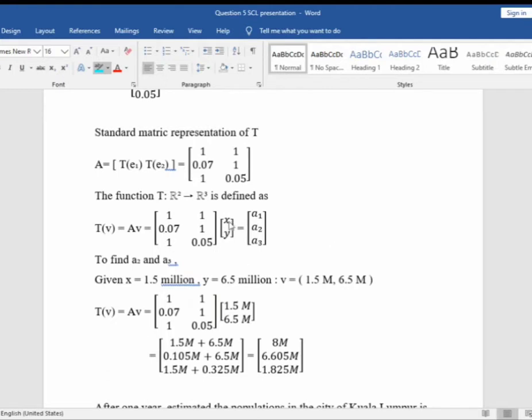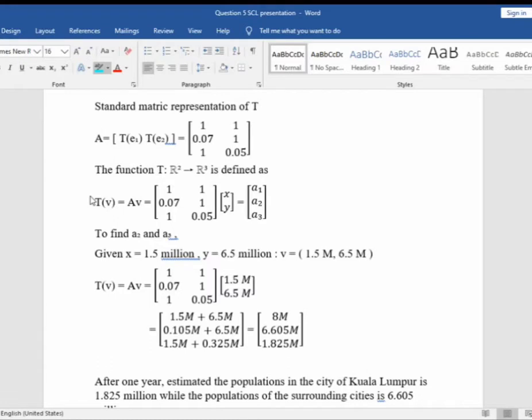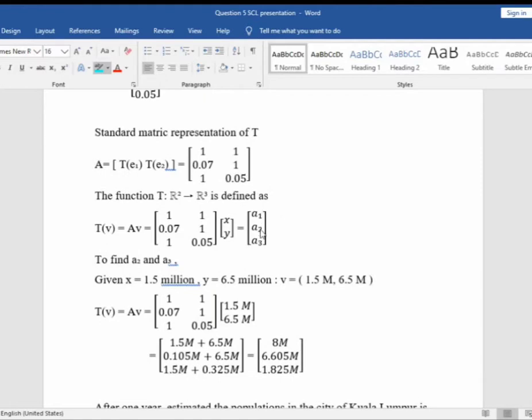Next, we want to find A1, A2, and A3. The linear transformation takes vectors in R2 and outputs vectors in R3, defined as, okay, we know the formula is T(v) equals Av, equals the matrix 0.07, 0.05, and X, Y. Here we get A from this, and V is X, Y. So the output is A1, A2, A3, which we need to find.